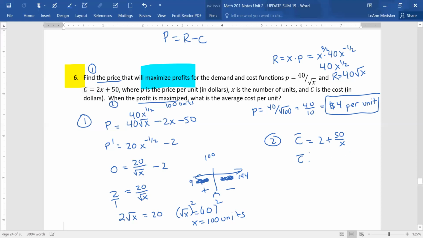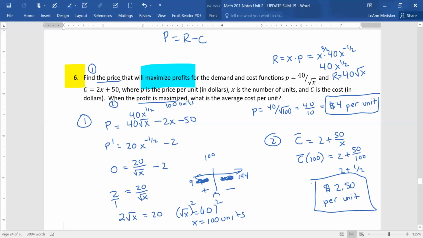Now we're going to evaluate that at the number of units, not the price. We want to know what would be the average cost per unit. So this is 2 plus 50 divided by 100. 2 plus a half, or $2.50 per unit would be the average cost.